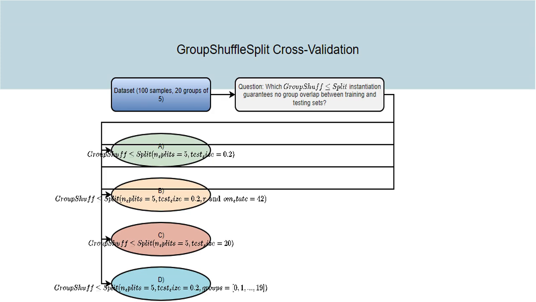Imagine trying to test a medical treatment. If you accidentally assign members of the same family to both the treatment and control groups, your findings will be skewed. GroupShuffleSplit prevents this. It keeps data from the same group together, ensuring more accurate evaluations.